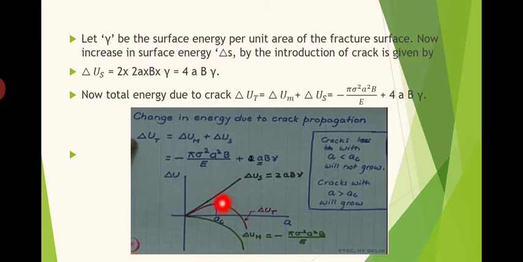So there is a maximum point up to which delta Ut will be positive. From this point onwards, delta Ut becomes negative, shifting towards the delta Um curve, that is, the negative side. The crack size corresponding to that maximum point, up to which delta Ut remains positive, is what is known as the critical crack size, and it is marked as ac there. Cracks with a less than ac will not propagate. The reason is the total energy of the system up to that crack size ac is positive. So the system has positive energy, and the crack will not propagate.